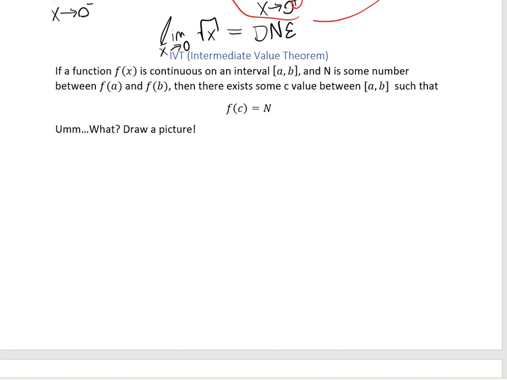So here's what I do. I've been doing math for a really long time, and I've read a lot of theorems like this where I get to the end and I'm like, I have no idea what you just said. So let's slow down and draw a picture.